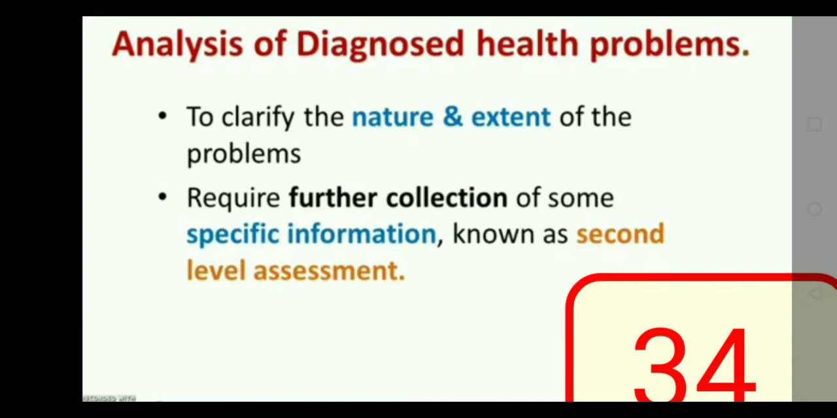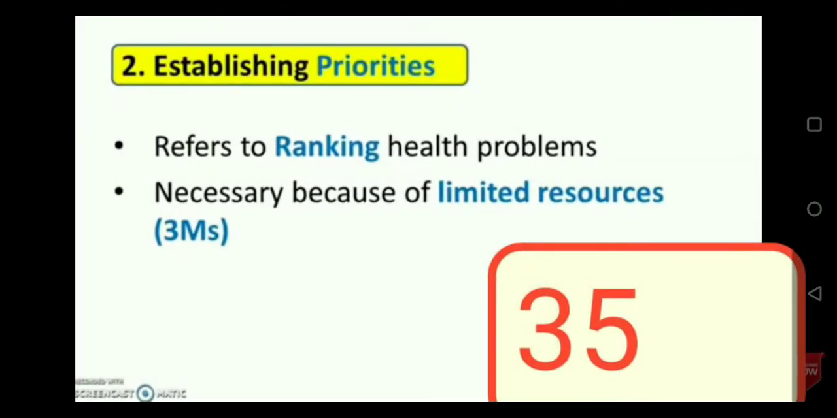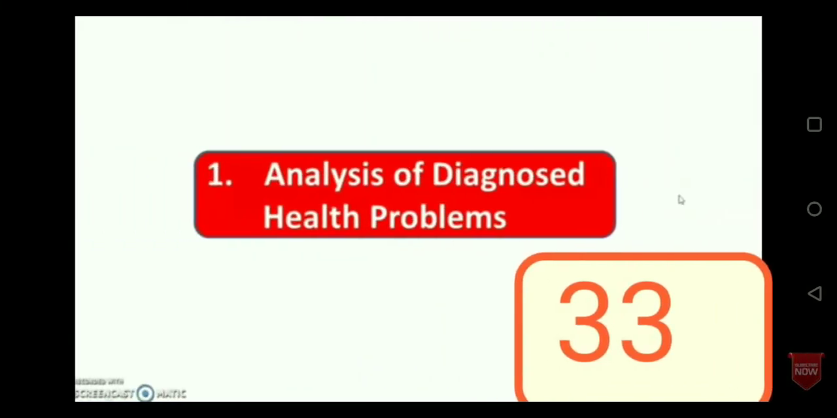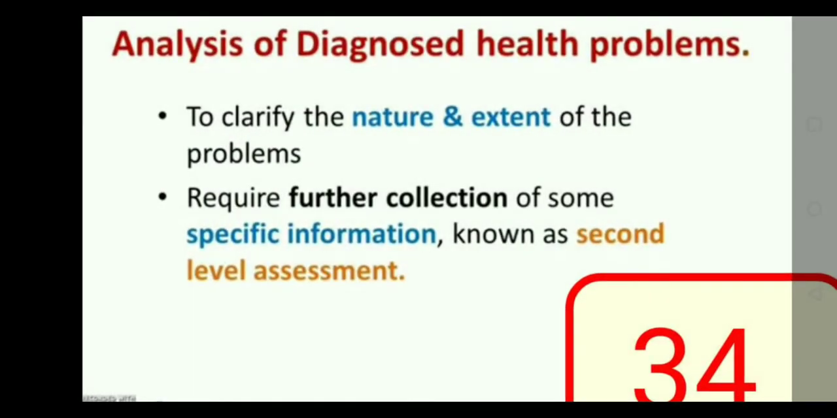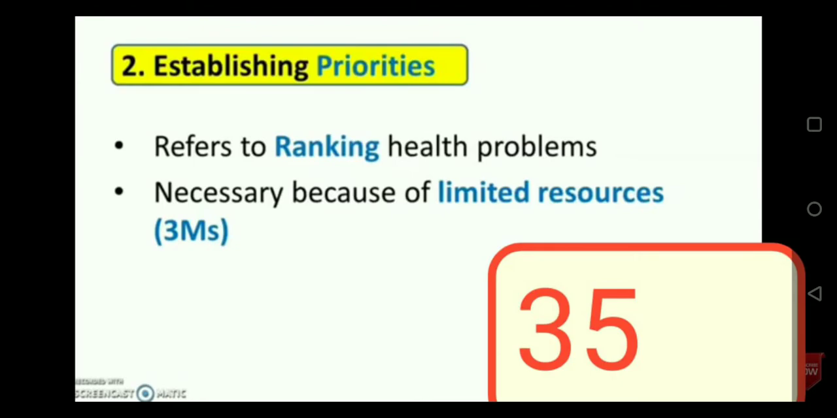So here we are able to see the second level assessments. The second one is establishing the priority. The first one we have learned is the analysis of diagnosed health problems. Here we are able to understand and clarify the nature and characteristics, and how long the extent of the health problems is. The second one is establishing the priorities. Here it refers to ranking of the health problems, and it is necessary because of limited resources.